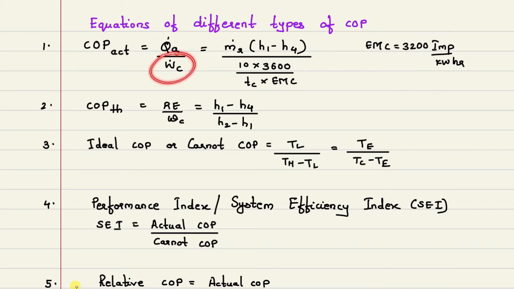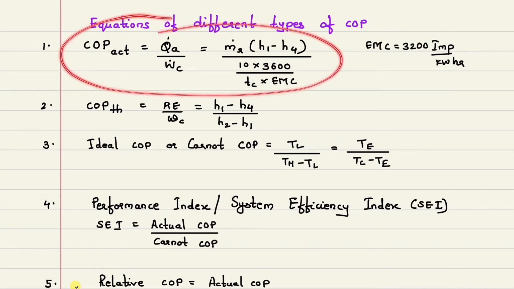Next, compressor power. Now this compressor power in actual case we measure using an energy meter. So there is a terminology, energy meter constant. If we consider our setup in our college, it has an EMC of 3200 impulses per kilowatt hour. So for 10 impulses, convert hours into seconds, so multiply by 3600 in the numerator, divided by the time taken for 10 impulses into EMC, and this EMC is 3200 impulses per kilowatt hour. So from here we can calculate actual COP.